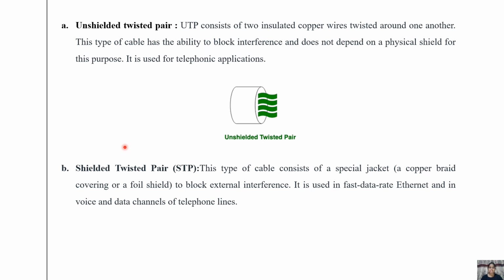The second one is shielded twisted pair. This type of cable consists of a special jacket, a copper braid covering or a foil shield to block external interference. It is used in fast data rate Ethernet and in voice and data channels for telephone lines. This is the diagrammatic representation of shielded twisted pair.